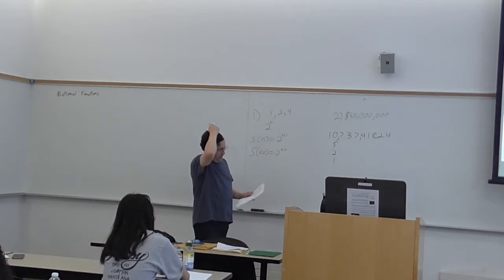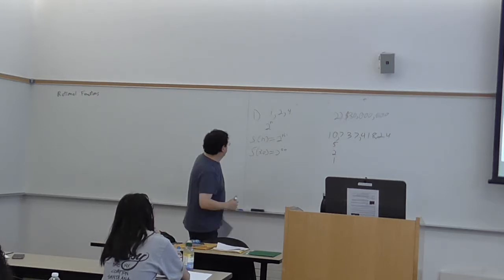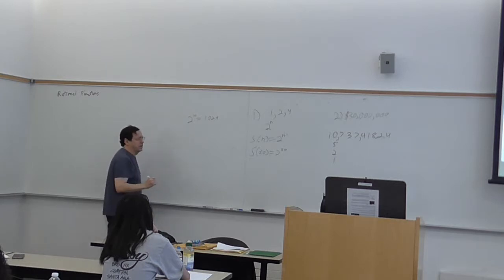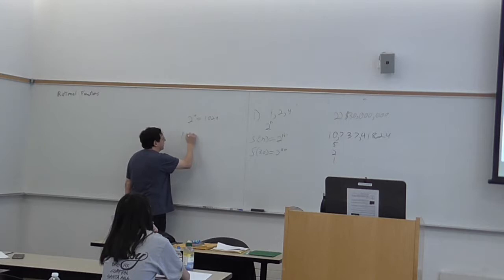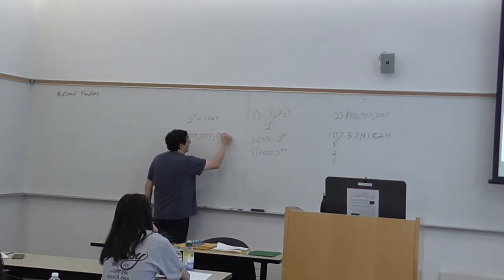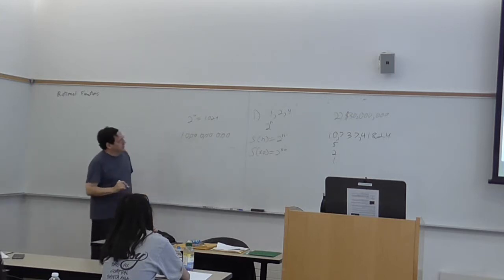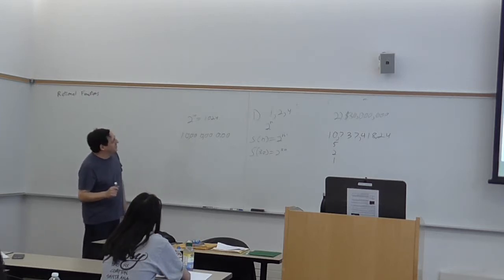I mean, the reason I'm suspicious is I know that 2 to the 10th is 1024. It's about 1,000. So 2 to the 30th should come out to about 1 billion. Oh, you're right. I guess I was wrong. I guess you should have taken the $1 million a day.